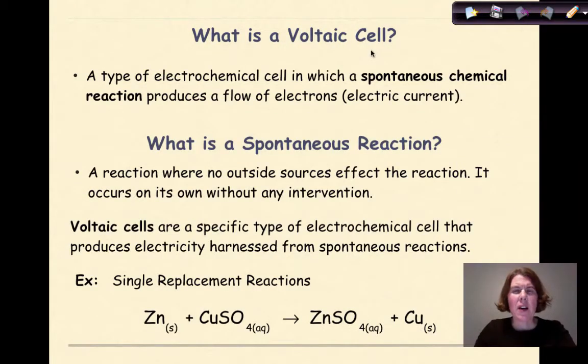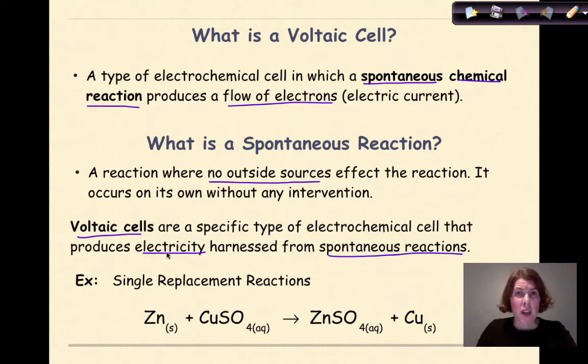So what is a voltaic cell? A voltaic cell is a type of electrochemical cell in which a spontaneous chemical reaction produces a flow of electrons, otherwise known as an electric current. So now you might ask, well, what is a spontaneous reaction? A spontaneous reaction is a reaction where no outside sources affect the reaction. It's going to occur on its own without any type of intervention. Voltaic cells are a specific type of electrochemical cell that produces electricity harnessed from the spontaneous reaction. You might also hear voltaic cells be referred to as galvanic cells.